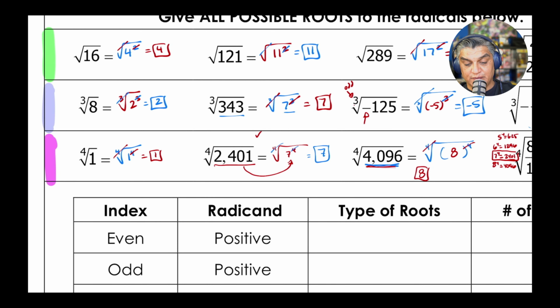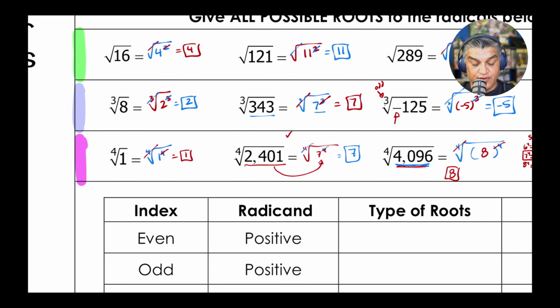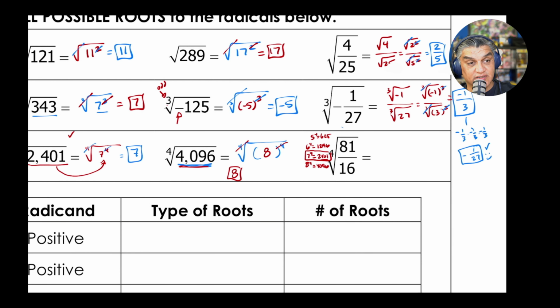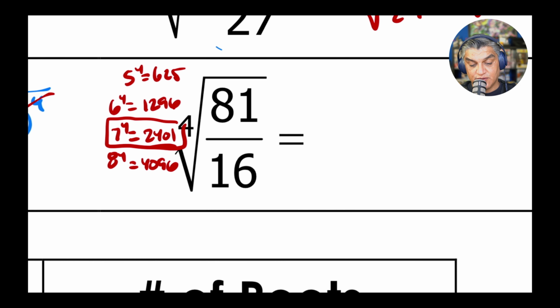I don't know if you noticed, but we're getting all whole numbers, right? All of our answers are whole numbers. Which means we've been working with numbers that are perfect squares, perfect cubes, and perfect fourths, right? That's how we always start things. Perfect squares, perfect cubes, perfect fourths to give us whole numbers. It's not always going to be that way. Let's do our last one.